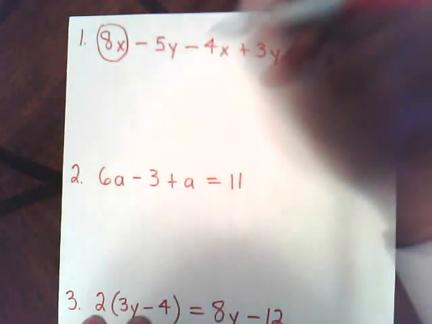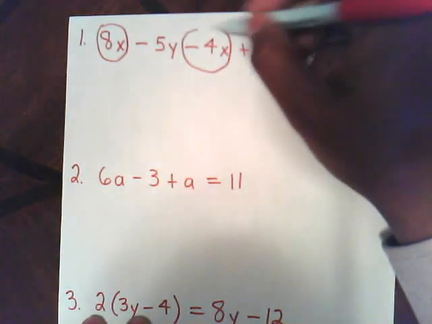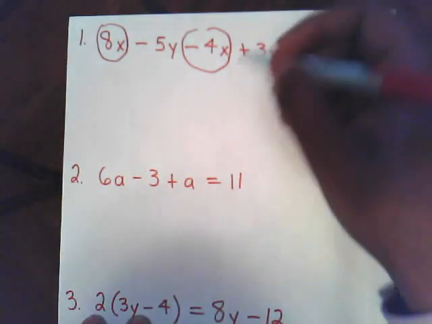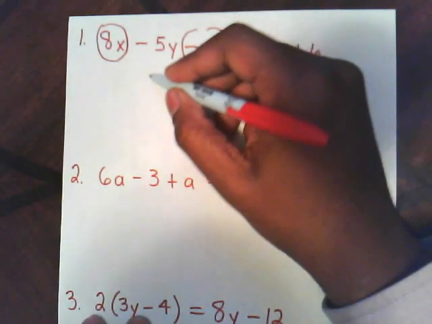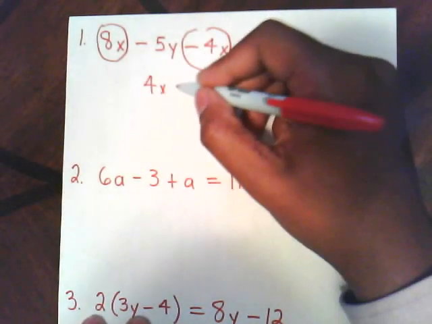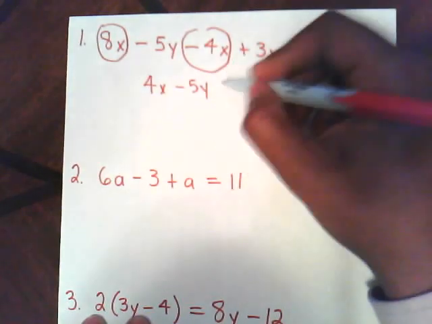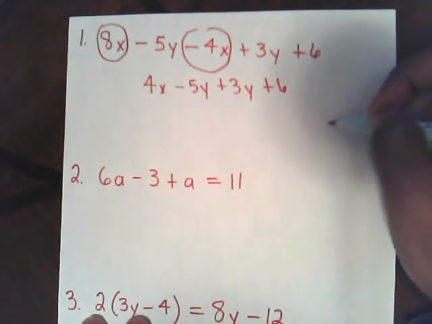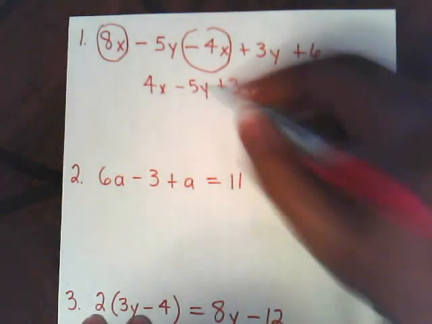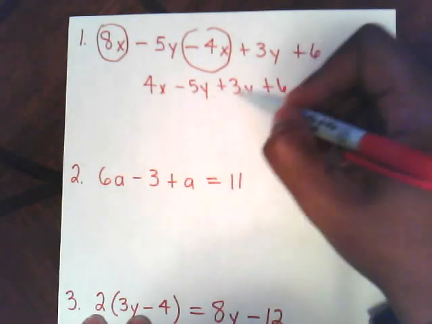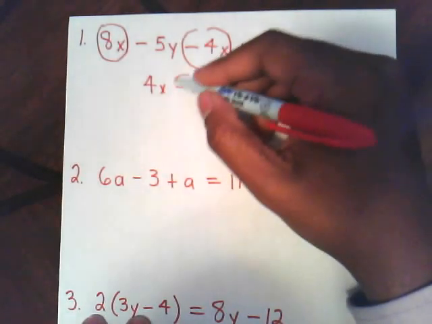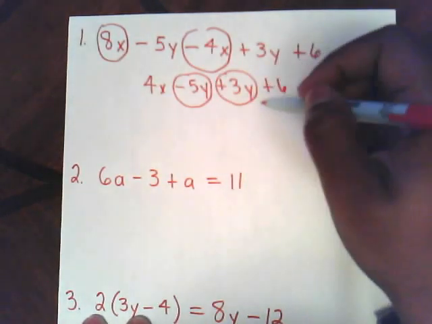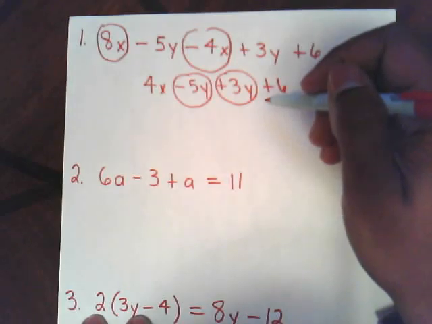8x minus 4x. Those are our first like terms that we see. 8x minus 4x is 4x. So now we rewrite the problem. 4x minus 5y plus 3y plus 6. We ask ourselves, what are our other like terms? Negative 5y plus 3y. Negative 5y plus 3y is negative 2y.